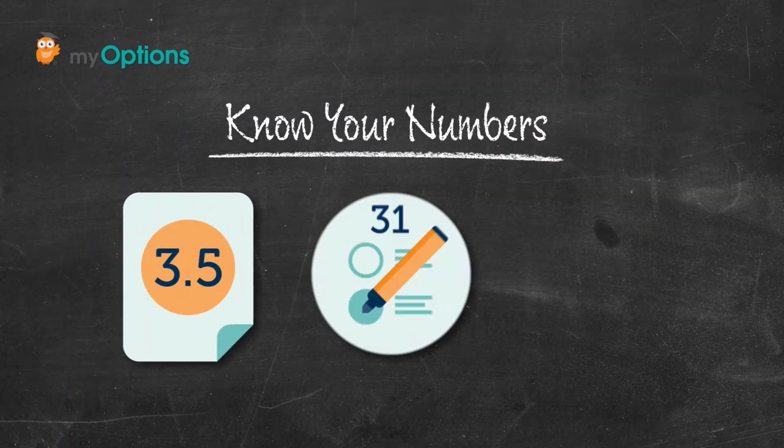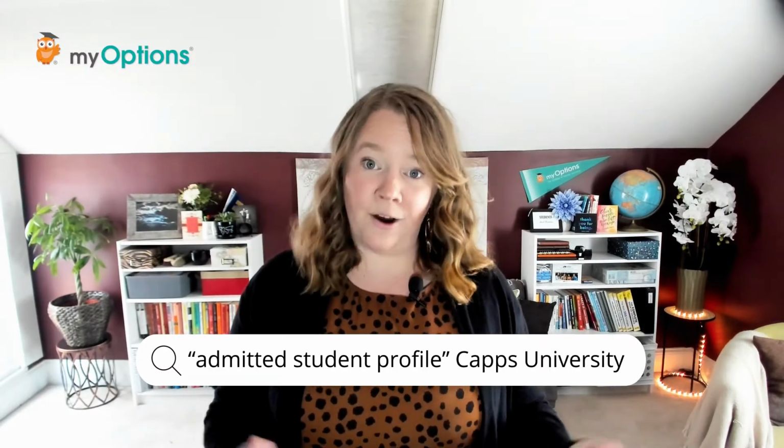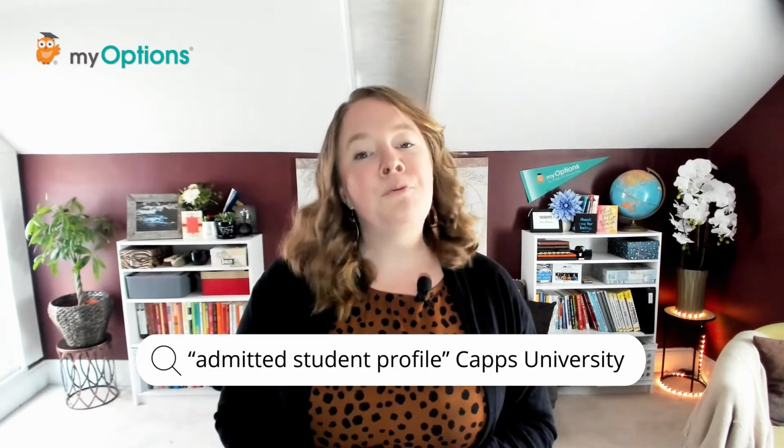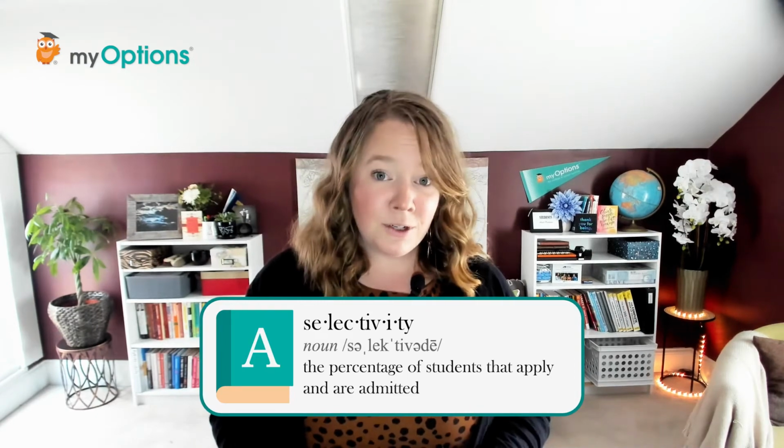Knowing your GPA and ACT and SAT scores and class rank helps compare your numbers to different colleges' student profiles. An easy way to do this is to Google admitted student profile with the college name. If you built your list using My Options, you can also look at each school's admission selectivity. This will tell you the percentage of students that apply who are admitted.